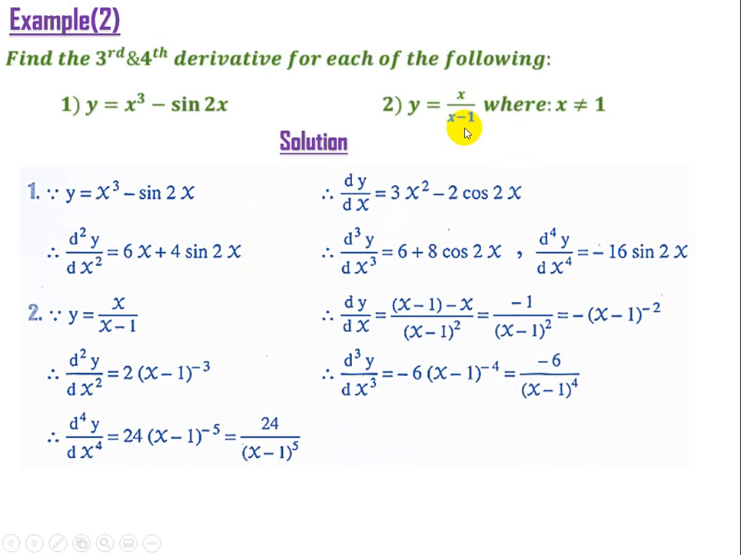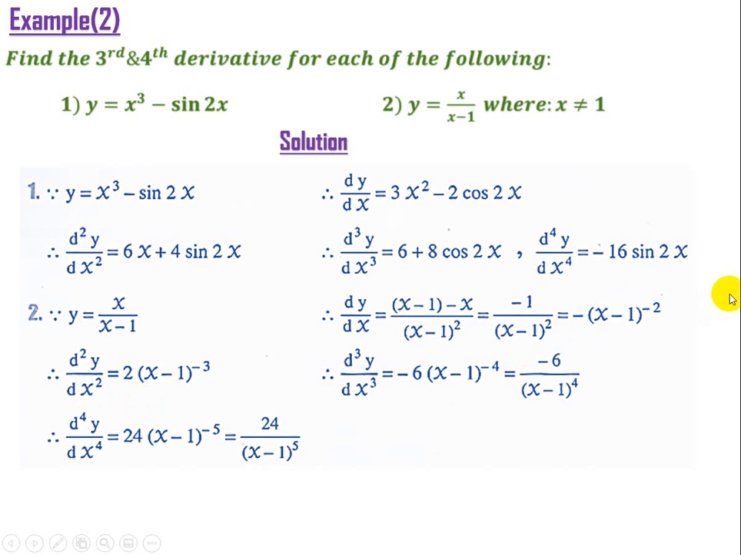Number 2, y equals x over x minus 1. The first derivative dy/dx equals the square of the denominator. Derivative of first, 1, times second, x minus 1, minus derivative of second, 1, times first, x. Cancelling x and negative x, it will be negative 1 over (x minus 1)², which means negative (x minus 1) to the power negative 2.